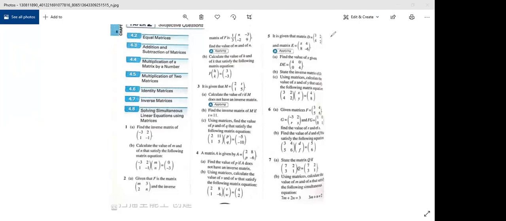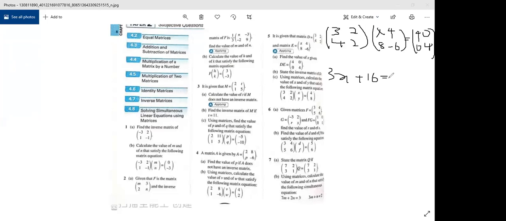So we multiply it into the equation first. D times E equals 4, 0, 0, 4. Okay. Now we just do the multiplication. So column by column, row by row. So 3x, 3 times x, 3x, and then plus 16 equals 4. Okay, just solve the equation. 3x equals negative 12. So x equals negative 4. So just do comparison.